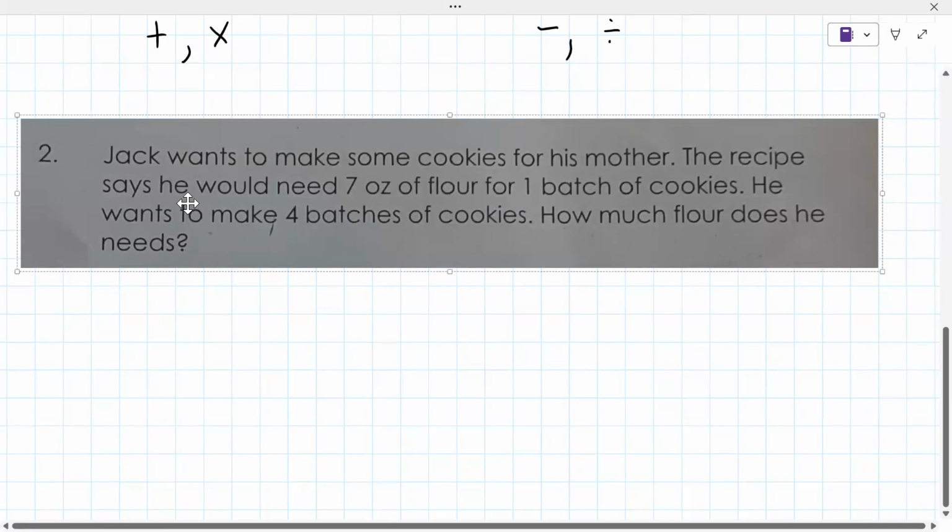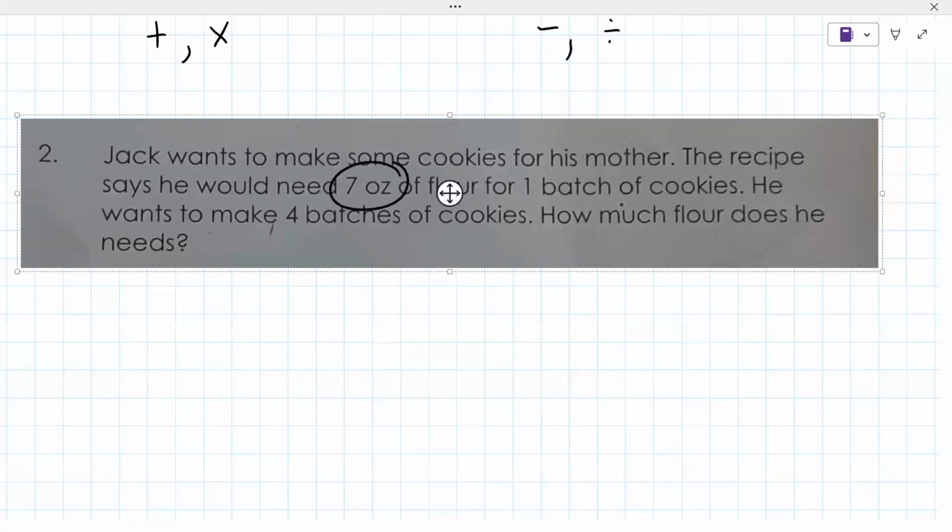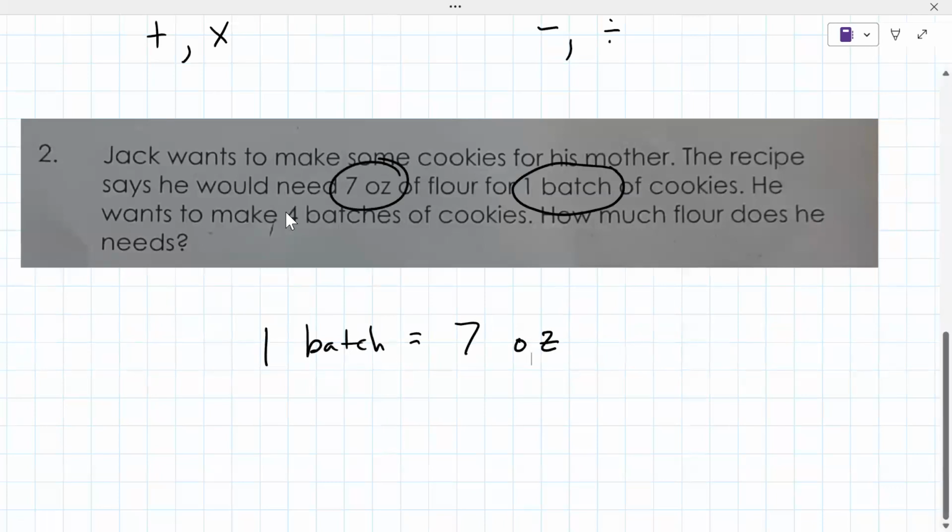Okay. The recipe says he would need 7 ounces of flour for 1 batch of cookies. So we can say that 1 batch equals 7 ounces. OZ is ounces. He wants to make 4 batches of cookies. So see how I'm circling the numbers in the problem? You want to do that as well. You want to circle the numbers as you read it. That would be a really important thing to do, or highlight them if you prefer.